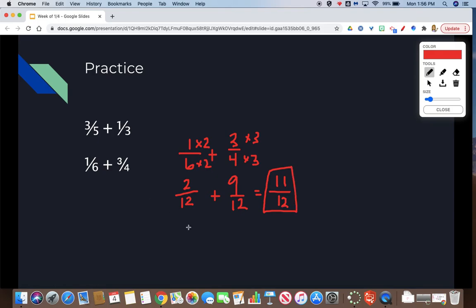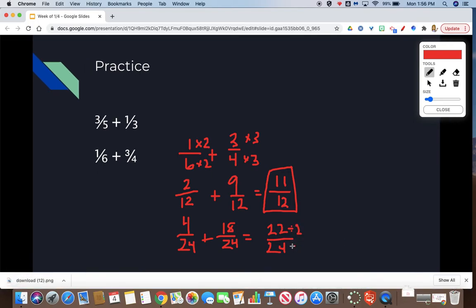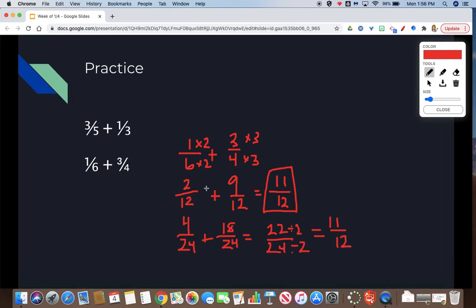If you would have picked 24ths, you would have ended up with 4/24 and 18/24. And when you would have added your numerators together, you would have gotten 22/24. This is not simplest form because both of your values are even. So from here, you would have wanted to divide both of these numbers by 2 to get down to simplest form. And that would have given us 11/12, just like we got when we chose 12ths right away. So that's two different pathways to get to the correct answer.